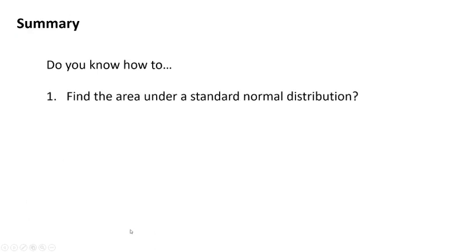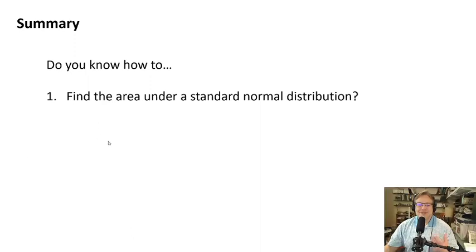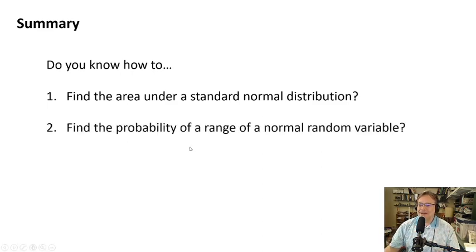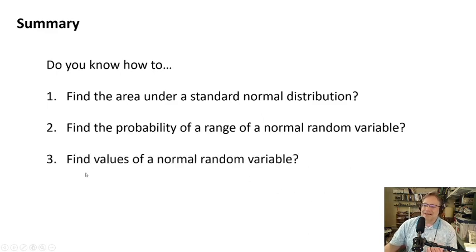All right, so to summarize all that we've gone through today, do you know how to find the area under a standard normal distribution? That's the stuff we've been using that table for. Second, find the probability of a range for a normal random variable. That's another thing we were working with. And lastly, find the values of a normal random variable. That's where you had to find the threshold.